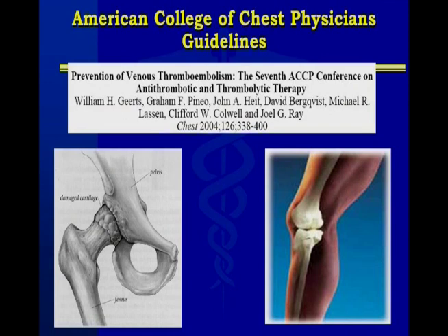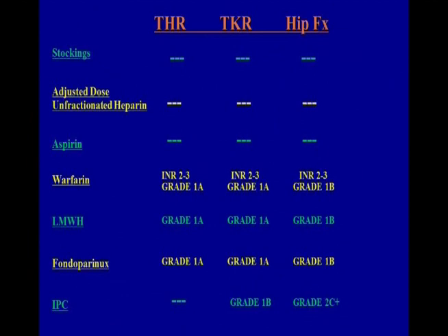The American College of Chest Physicians were the first ones to come out with guidelines for the prevention of thromboembolism for total hip and total knee replacement. Unfortunately, many of the orthopedic surgeons and the orthopedic surgery community were taken aback by these guidelines because they recommended very potent anticoagulation. They recommended warfarin, low molecular weight heparin, and fondaparinux, but downplayed aspirin, intermittent pneumatic compression, and adjusted dose heparin.